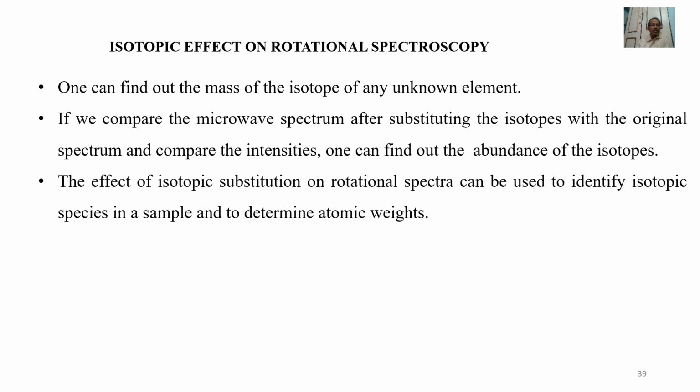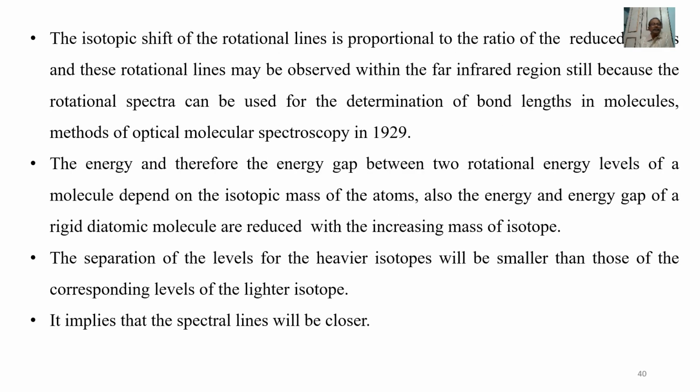The effect of isotopic substitution on rotational spectra can be used to identify isotopic species in a sample and to determine atomic weights. The isotopic shift of the rotational lines is proportional to the ratio of the reduced mass, and these rotational lines may be observed within the far infrared region still, because the rotational spectra can be used for the determination of bond lengths in molecules, methods of optical molecular spectroscopy right from 1929.